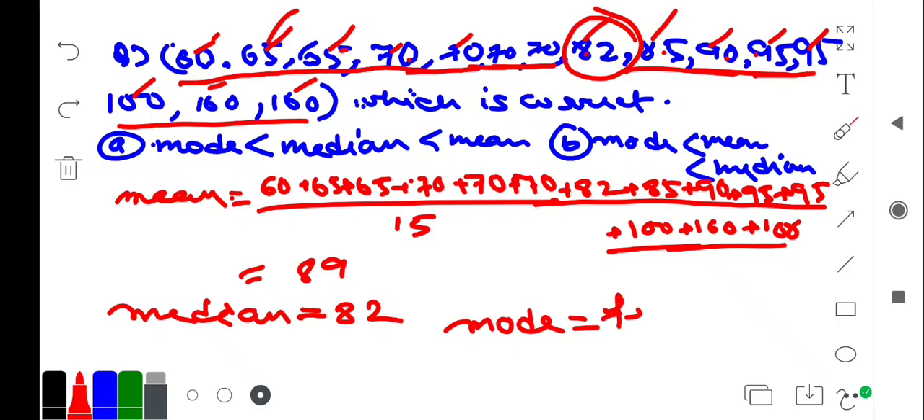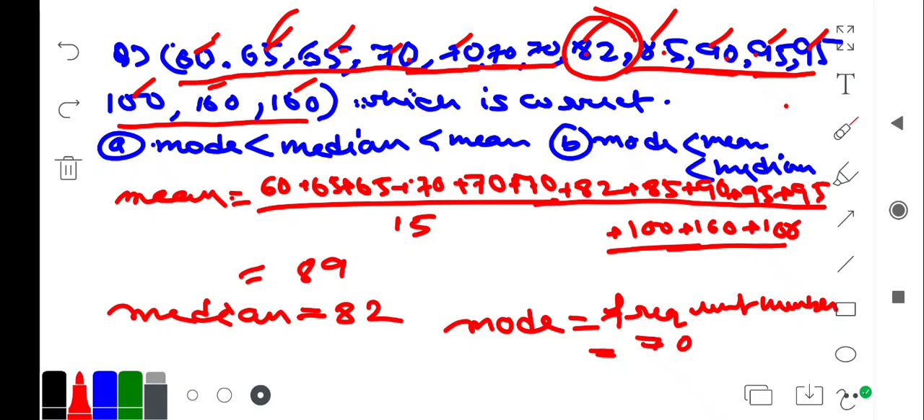Most frequent number equals most used, that is 70, because 70 is present 4 times, 95 is present 2 times, 65 is present 2 times, and 160 is present 2 times, and all the others exist only 1 time, but 70 is 4 times. So 70 is the most frequent number. So mode is 70, median is 82, because this is an odd number arrangement, so we have to use the middle value.